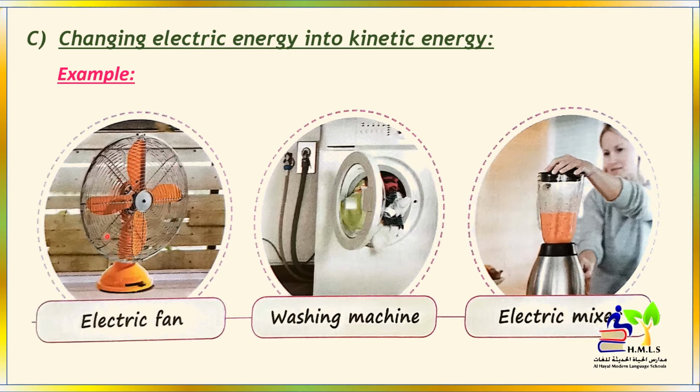When we turn the electric fan on, it will rotate. These 4 parts will rotate. This rotation produces kinetic energy. So the motor of the fan changes the electric energy from the wire into kinetic energy. The same like the washing machine. The electric current passes in the wire, reaching the washing machine, and the washing machine will rotate.